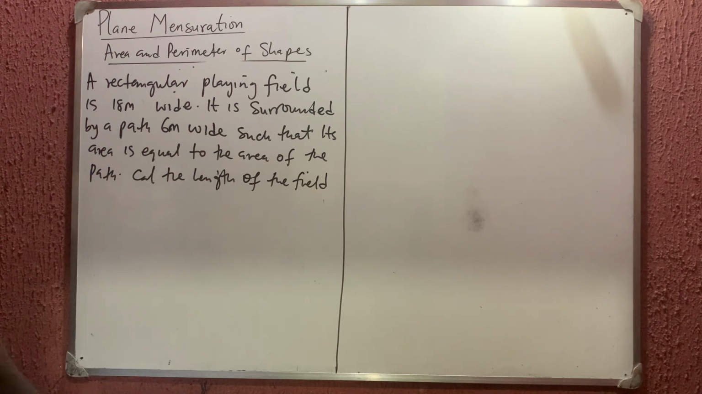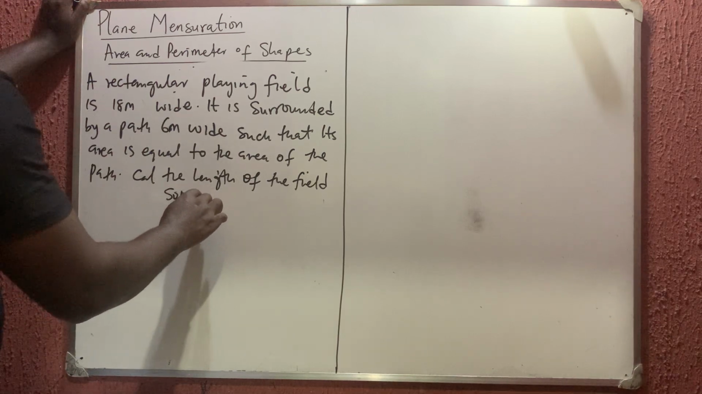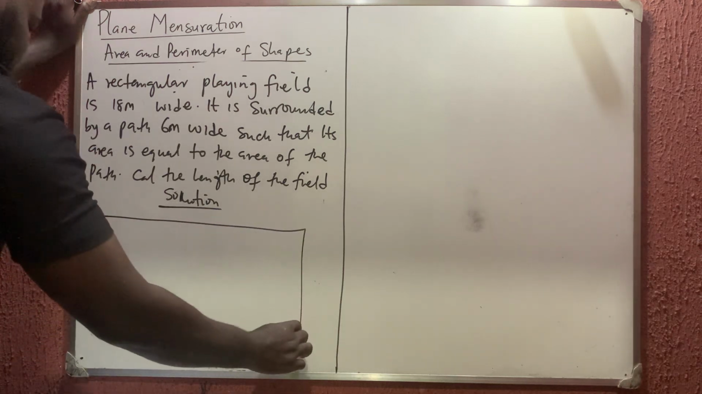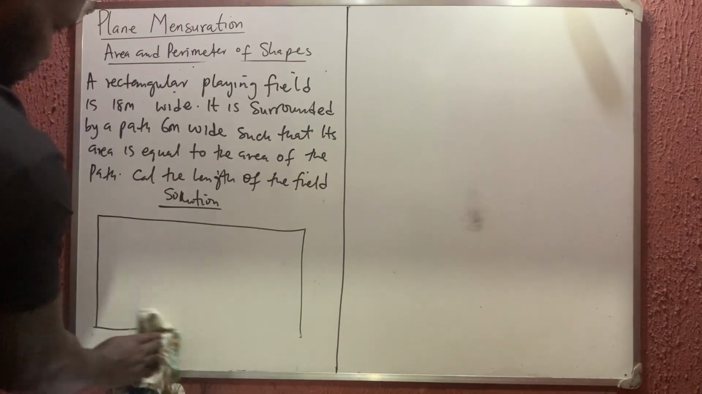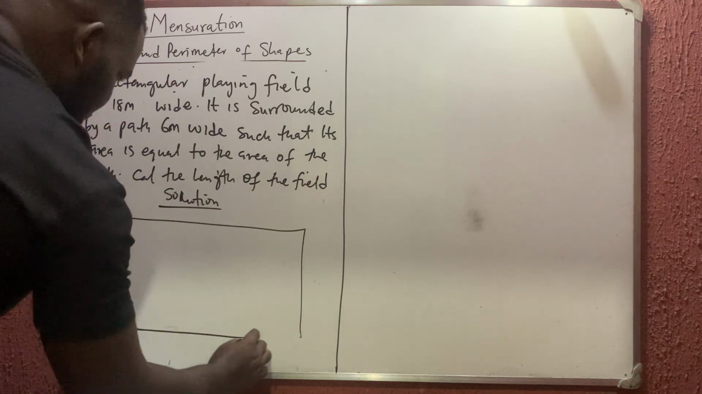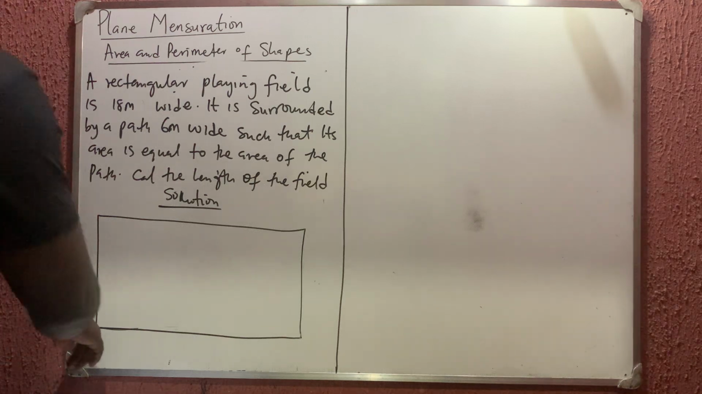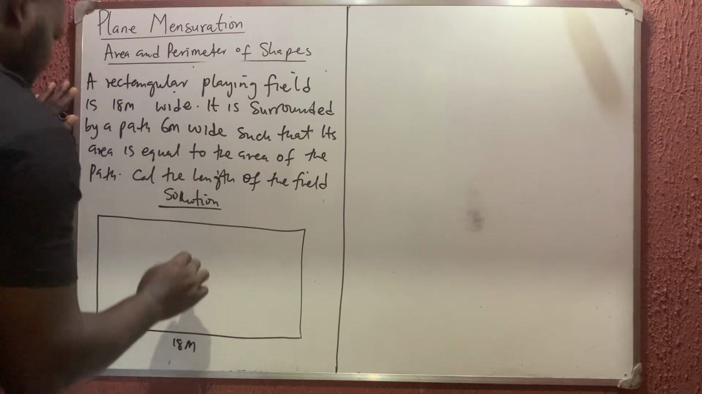Now, this is very simple. Let us just draw it. The first thing in the solution is you try to draw it so that you understand what you are doing. So now this is the rectangular field. Don't mind my drawing. Let's assume that this is the rectangular field. They say that it is 18 cm wide. So the width is like this, so here is 18 meter, sorry, 18 meter wide.